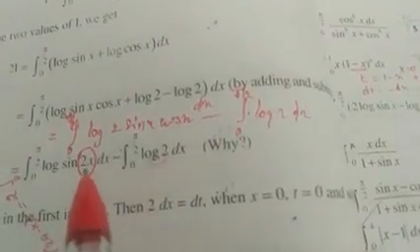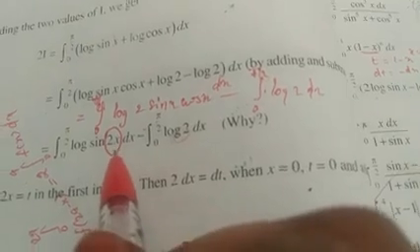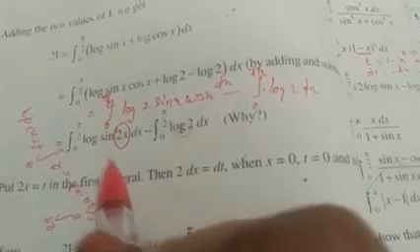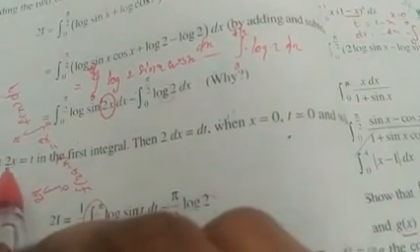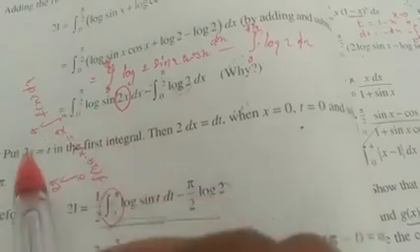Now what we are going to do is assume this 2x to be t. This is nothing but the value of 2I. We are assuming t to be 2x in the first integral. Therefore, when you differentiate, you will get 2 dx equal to dt. You need to change the limits also. When x is 0, t is 0. When x is equal to pi by 2, t is pi.